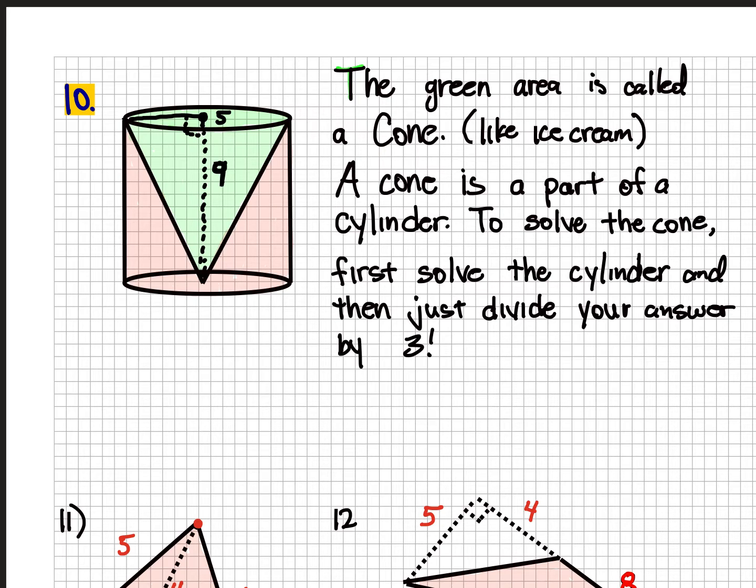So let's find the circle first. The area of the circle is pi r squared, and 5 is the radius, so area equals pi times 5 squared. The area of the circle on top is 25 pi units squared. If we were trying to find the volume of the cylinder, which is the whole shape, which is not what we're trying to do, we would take the base shape that we found, the circle, and stretch it by the height, and that would be the whole shape.